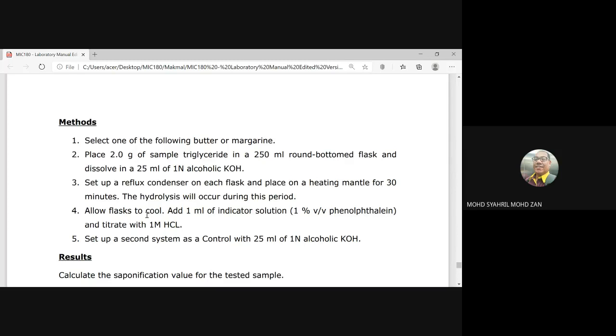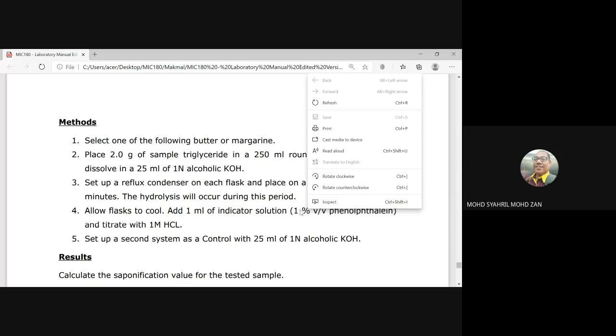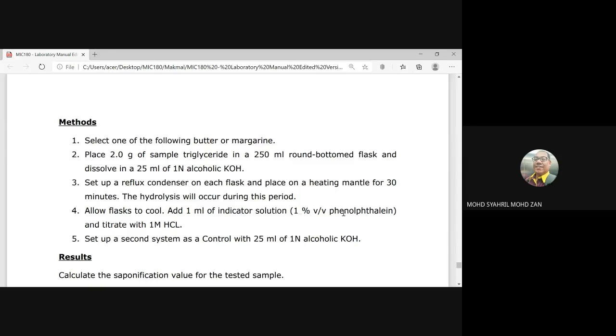For example, to cool it down, when we leave it to cool, we put it on the palm of our hand. If it feels lukewarm, then it's okay. We can add 1 ml of indicator solution, which is 1% volume per volume of phenolphthalein. Okay, you must put phenolphthalein. Otherwise, your titration will not give anything. Okay, so phenolphthalein is clear in color. Okay, once you put it in, there will be a change of color, right?